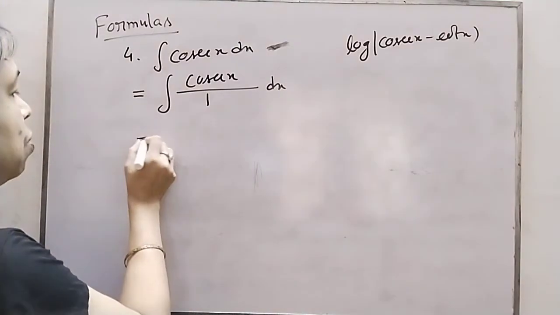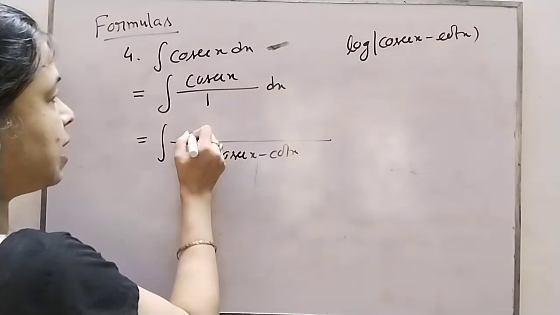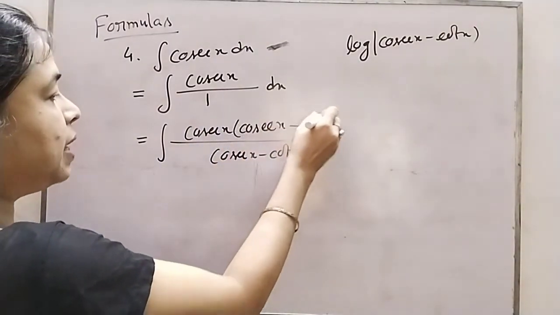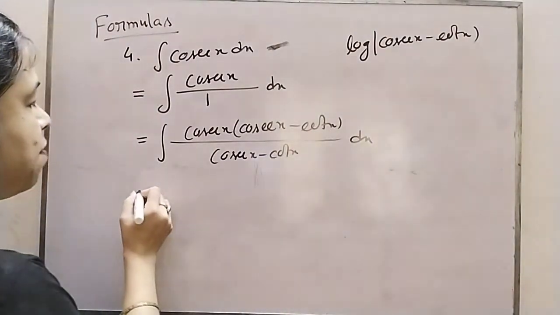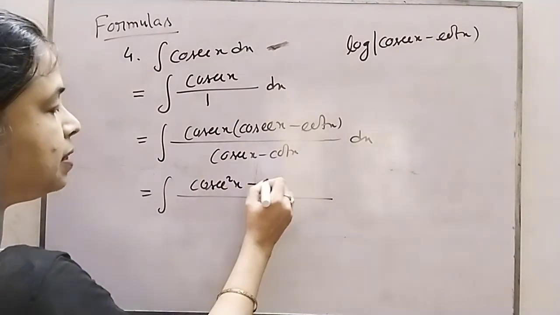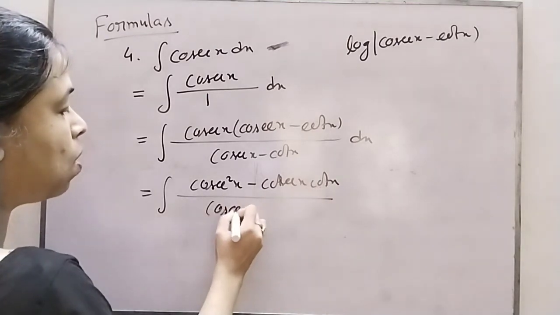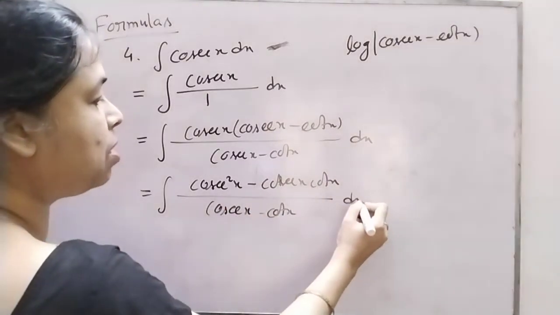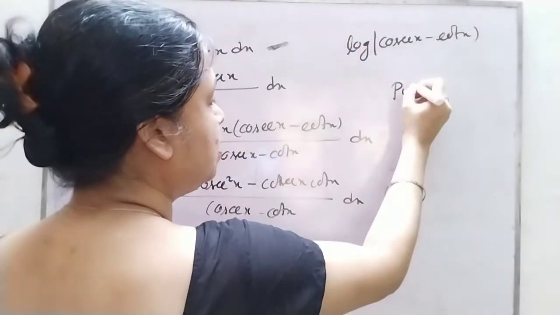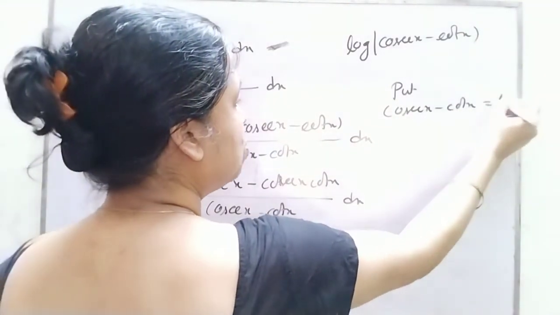So we will introduce in the denominator cosec x minus cot x, and in the numerator also we have to multiply the same, so that the integrand remains as it is. Then, if I want, I can break it up: this is cosec x into cot x, and this one is cosec x minus cot x into dx. Hope you understand what your substitution is now. Yes, your substitution is the denominator, cosec x minus cot x equal to t.